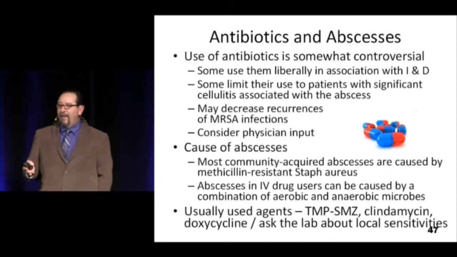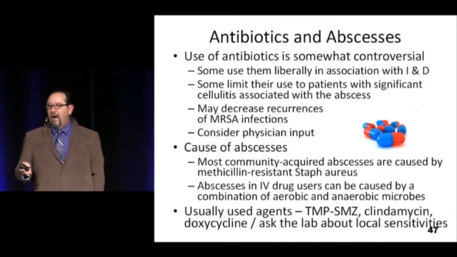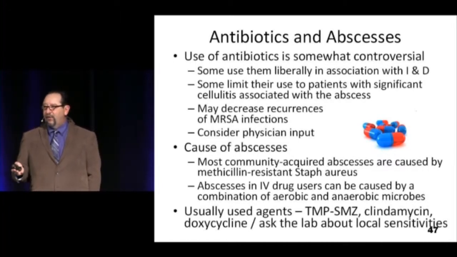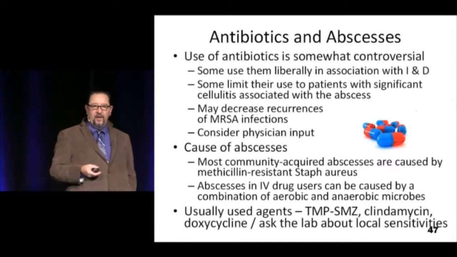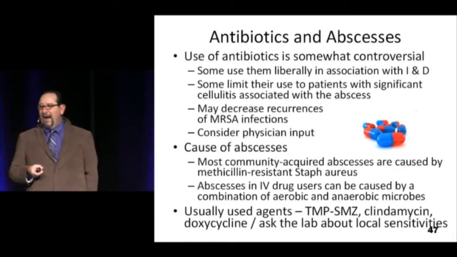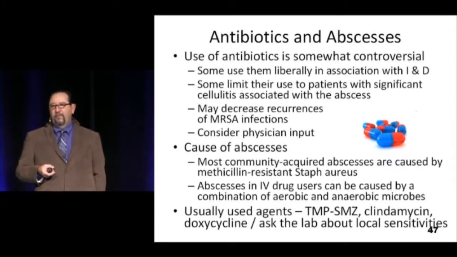What are the causes of abscesses? MRSA is now the most common cause across the country. So if you are going to give antibiotics for an abscess, you need to give double-strength Bactrim. You can go with Clinda or Doxy. I would remind you that Clinda has some problems with it, right?